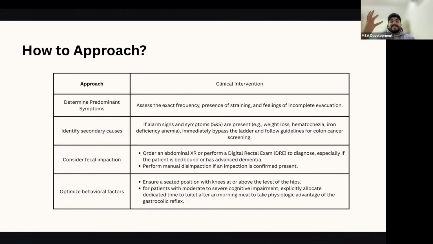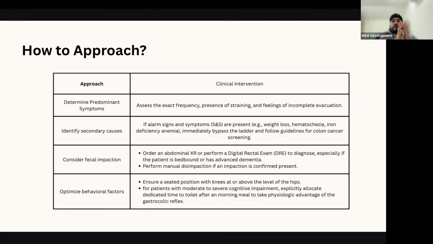First of all, we need to identify what the symptoms are. How often does he go to the toilet? Is there straining when he goes to the toilet? And does he feel, when he's evacuating feces, is it complete or not? Okay. And then after that, I want to look at the secondary causes that I just mentioned. Then I need to look at fecal impaction.